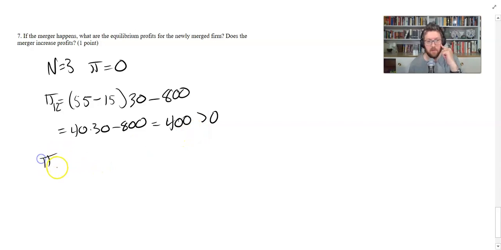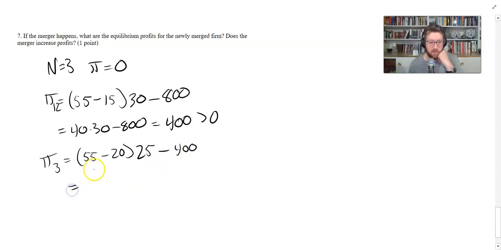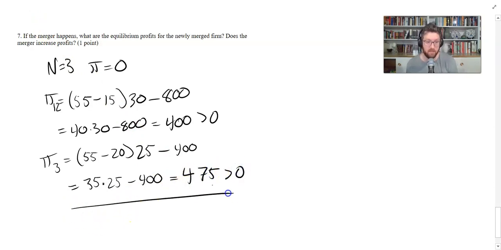For the other firm, he's got a price also of 55 minus 20, higher marginal costs, and he's not selling as many units, 25, but he has a lower fixed cost. So for this guy, we've got 35 times 25 minus 400, which is equal to 475. So actually, the third firm does even better than these two guys because even though he's got a higher marginal cost, he's got a lower fixed cost, and it turns out that that's important in this case.